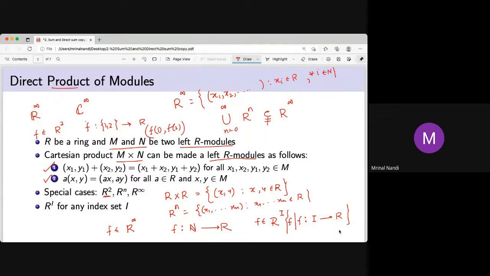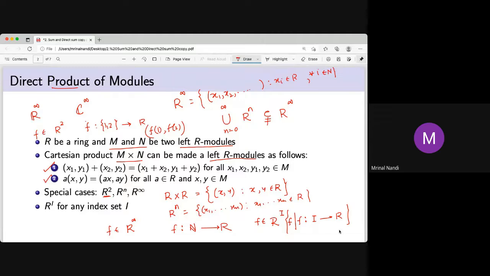This I may be anything. I may be, say, Q. So R to the power Q means the set of all functions from Q to R. So that means there is a value for each element, like 5, like 2, like root 2, like 1.37, like that. And then I may be anything. I may be any abstract set.